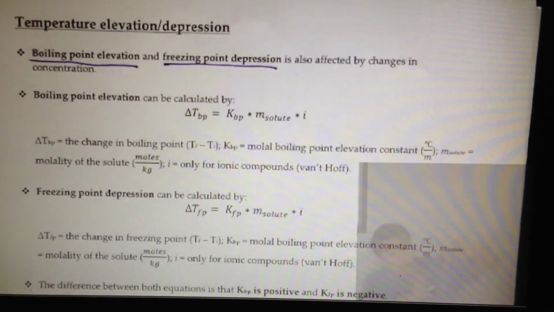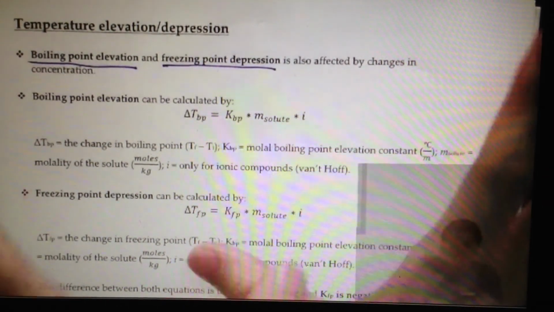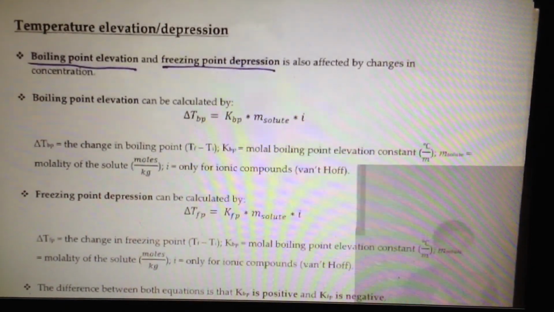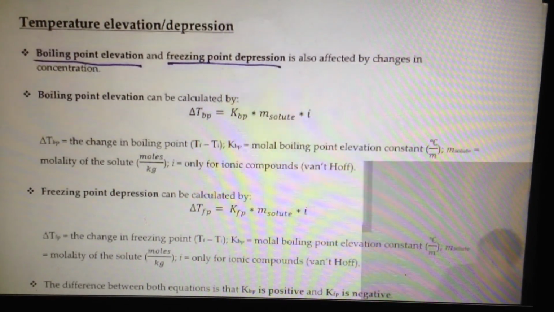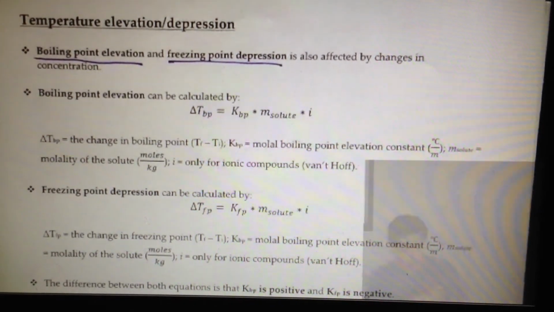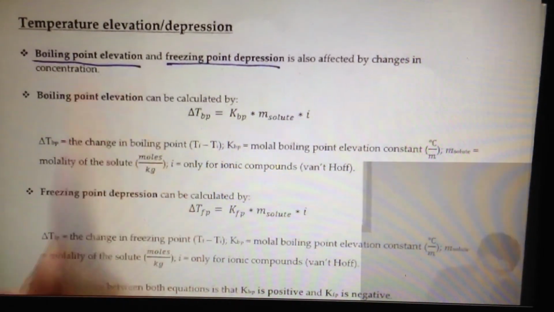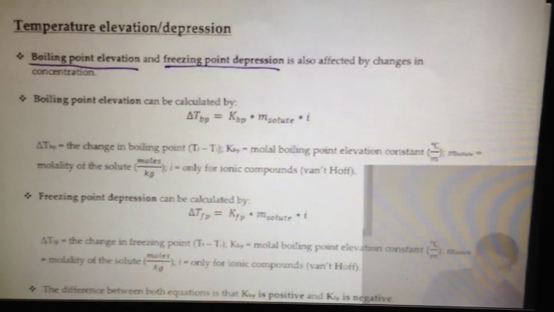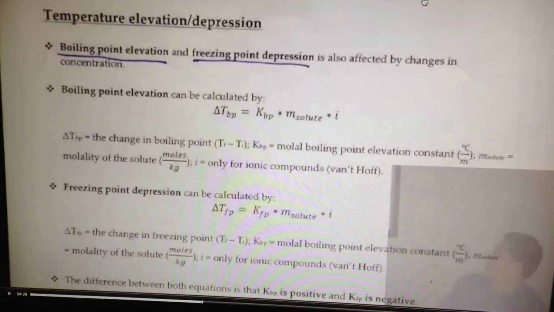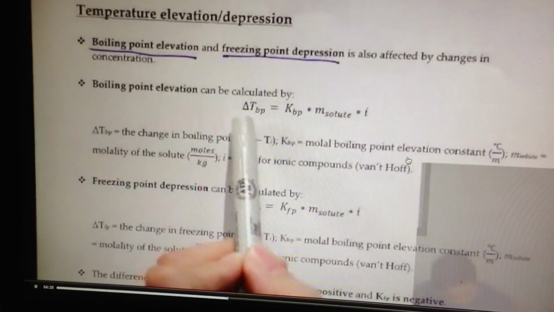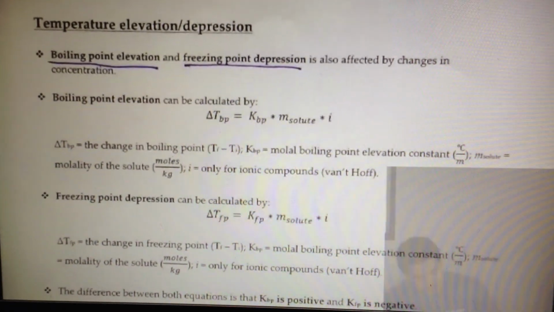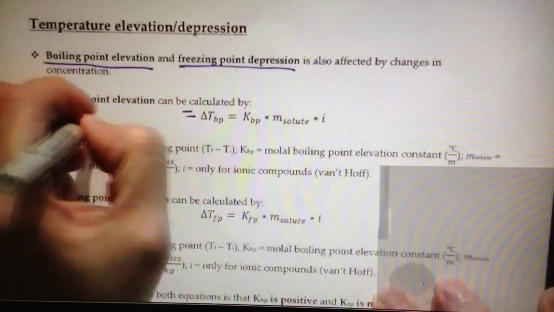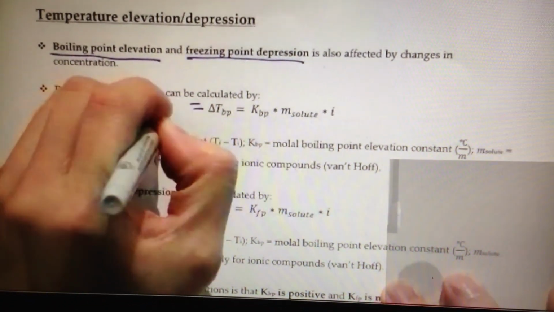Now, we've been talking about the idea, but now we're going to do it mathematically. We're going to figure out what the new boiling point and the new freezing point are. Don't forget, folks, boiling point elevation, freezing point depression. So here are the formulas. Delta T_bp equals K_bp times molality times i. Now, delta T is always T final minus T initial.